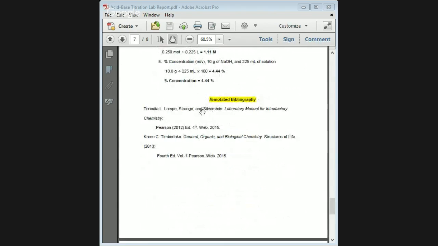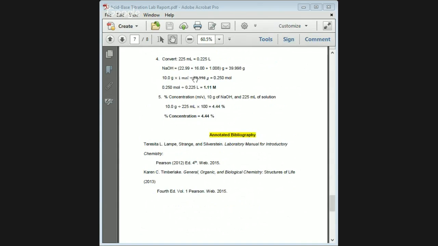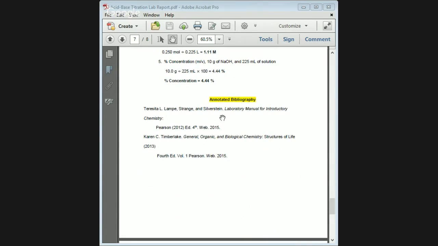Last step: if you have taken any information from any reference, you have to cite it. You have to quote this reference at the bottom of all the sheets you have of the lab report.